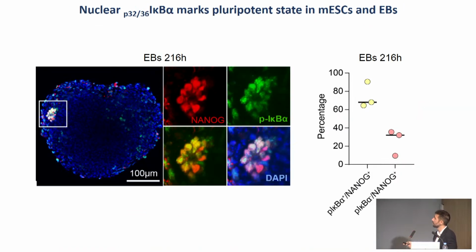As you can see here, only a small cluster of pluripotent cells were remaining NANOG positive, but very interestingly, the NANOG positive cells were the ones that had phospho IκBα in the nucleus. So this confirmed that the nuclear localization of phospho IκBα was specific to the pluripotency state at the protein level. But we also wanted to know whether this was happening at the RNA level.